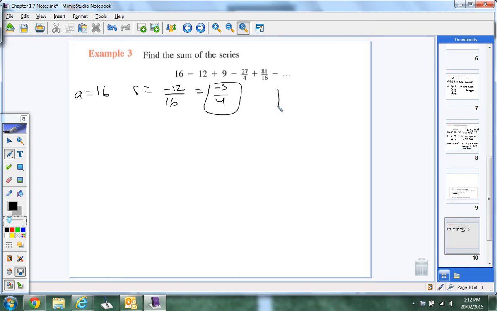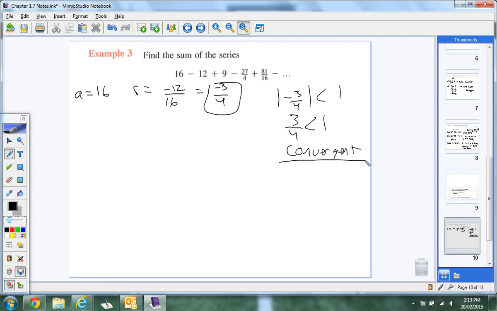Oh, okay, it's a 3. Fair enough. Absolute value of 3/4, is that less than 1? Yes, because 3/4 is less than 1. So this is a convergent series. So we can find the sum here because it is converging.